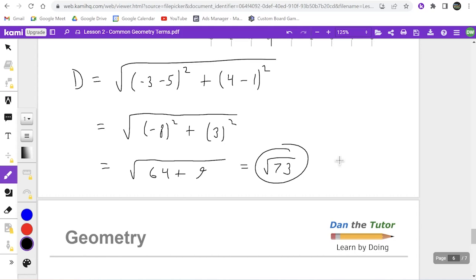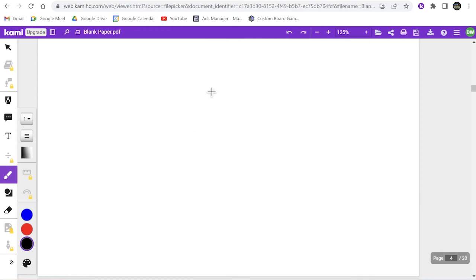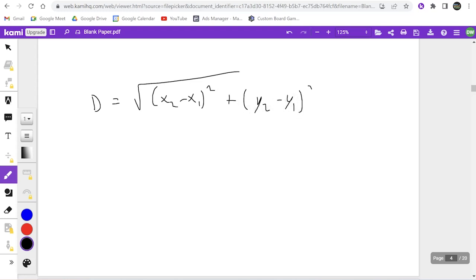Okay. Now, one thing I do want to show you is what if we mess up the distance formula? In other words, what if we put x2 first? Like, what if we put the square root of x2 minus x1 squared plus y2 minus y1 squared? Will we get the same answer? Will we get negative root 73?